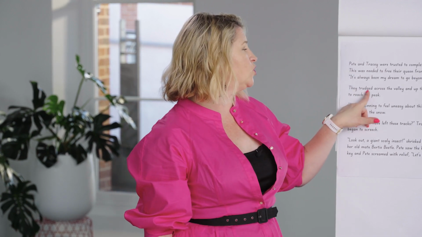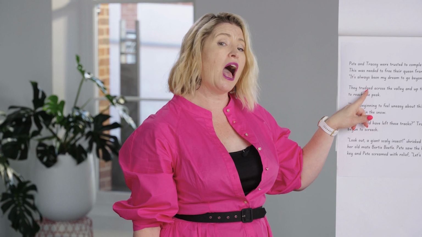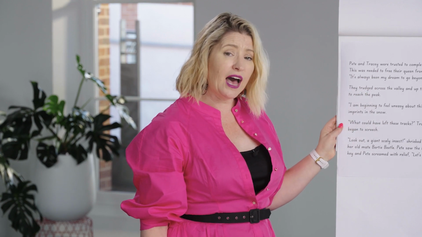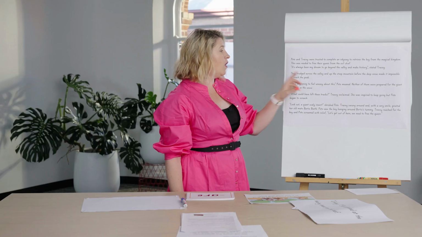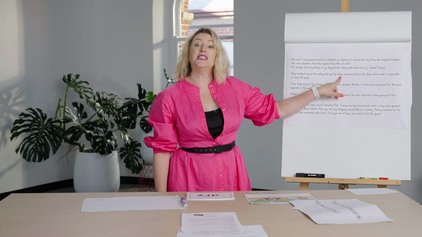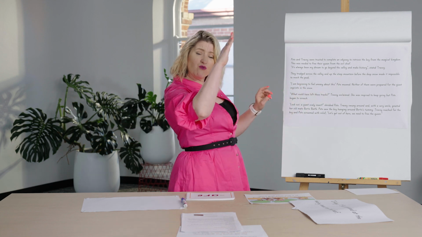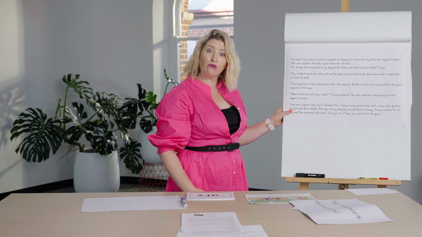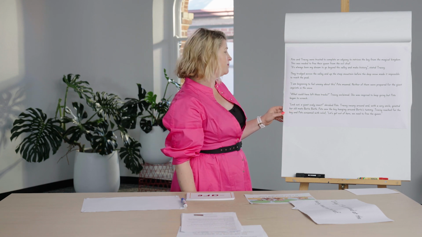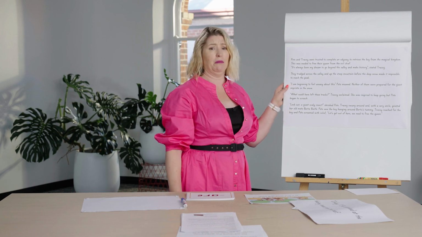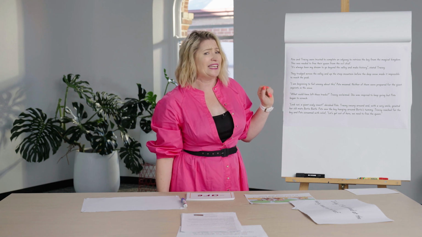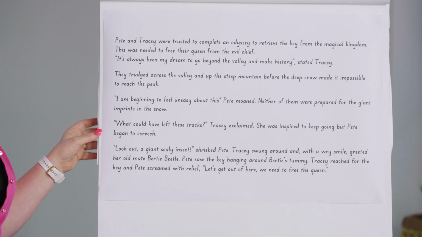So the author has chosen to use that word to show us how hard this odyssey is and how hard they're walking. And it's not any kind of mountain, it's a steep mountain up really high. So they're working really hard to walk up this mountain. So it's probably why Pete's beginning to moan. He's feeling a bit uneasy, which means he's not too sure about what's happening.